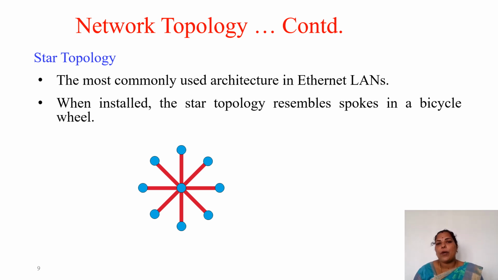Next is star topology. In this star topology, we have a center node, and all the other nodes are connected to the center node. Suppose the center node fails, what happens? The communication fails. So there may be some disadvantage in each and every topology. This star topology is mainly used in Ethernet LANs. When installed, this star topology resembles the spokes of a bicycle. Just by looking at the structure, it looks like a star, hence the name star topology.